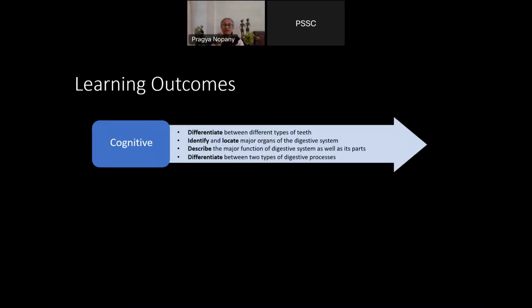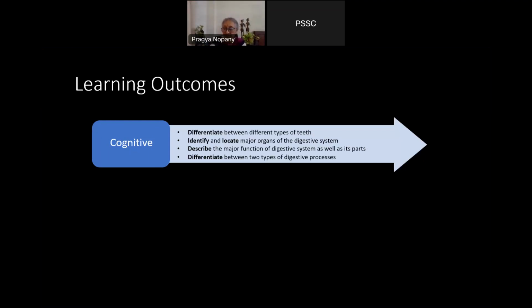So first thing is, whenever we implement this approach in any lesson, we have to have a lesson plan in which we have to have the learning outcomes. So first we write the learning outcomes. What are those learning outcomes? Now we know that there are cognitive learning outcomes. First domain is cognitive domain. So let us say we have these learning outcomes: differentiate between different types of teeth, identify and locate major organs of the digestive system, describe the major function of digestive system as well as its parts, and differentiate between two types of digestive processes. So this is the cognitive domain.